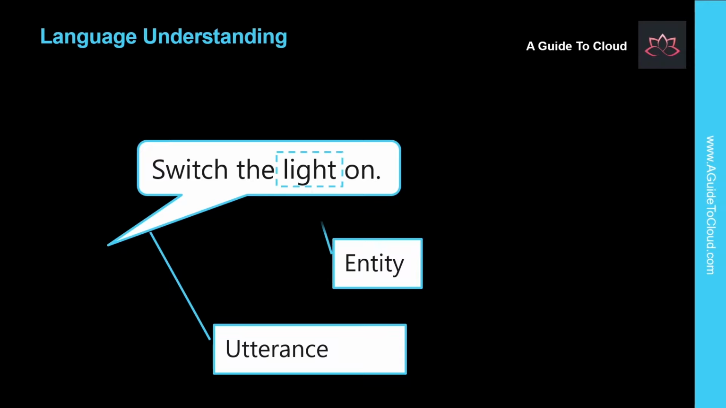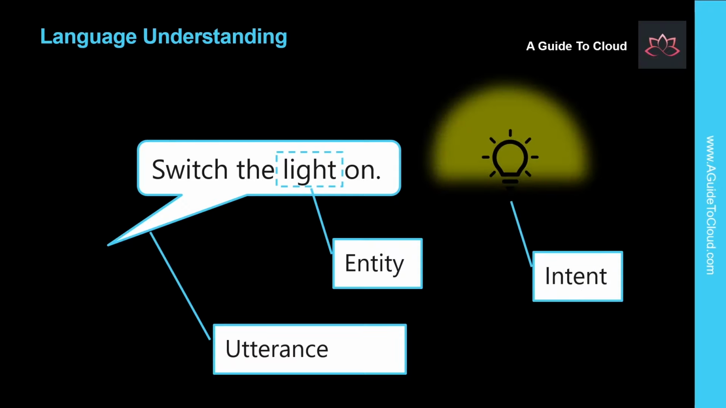The next one is entities. Entities are specific items that can be referenced in the utterance. For example, a language model for a home automation appliance might recognize household devices such as a light or a fan. And the third one is intent. An intent identifies the desired action for the utterance. For example, to switch something on.